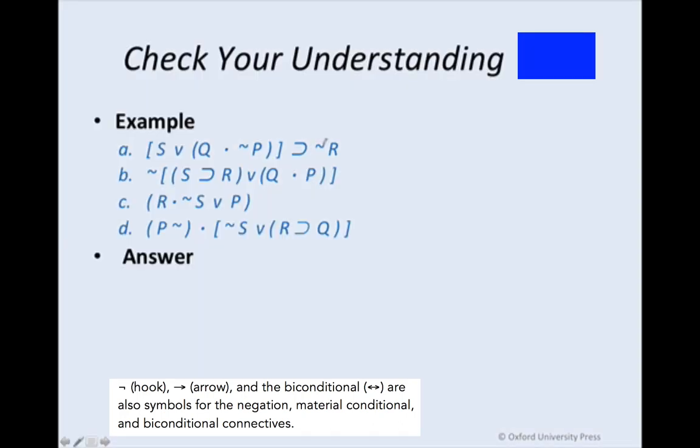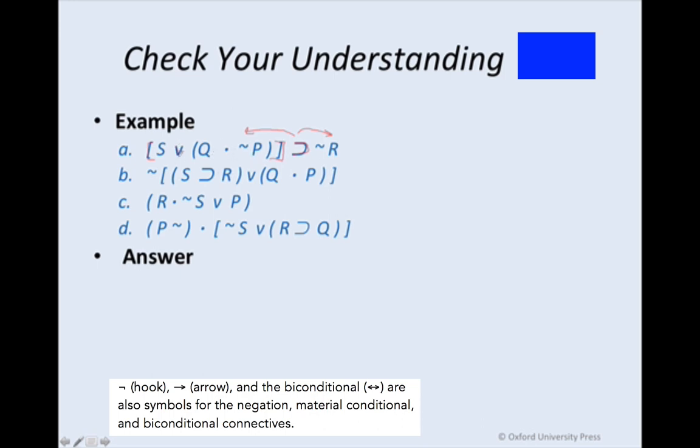All right, let's see if we can identify which, if any, of the following are well formed. So for our first example, we have a pair of brackets that separate off the left side of a horseshoe from the right side, and the right side has a negation in front of an R. So thus far, this looks pretty good. Now let's go inside the brackets.